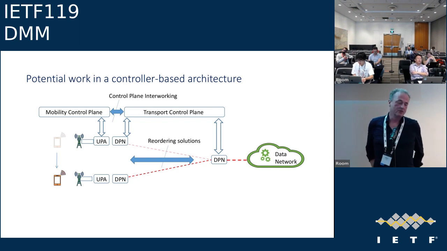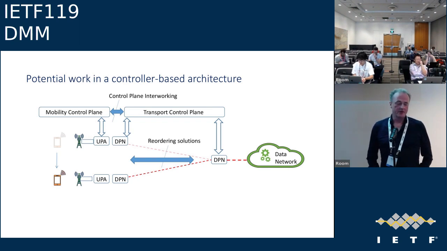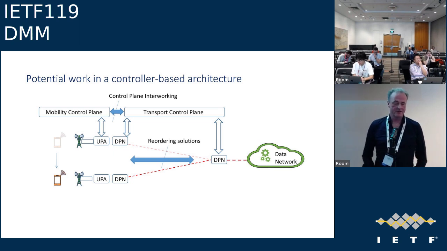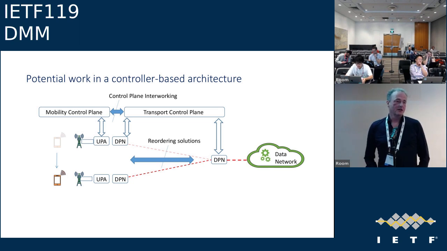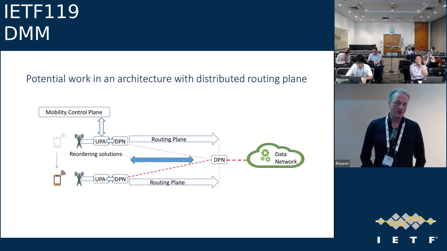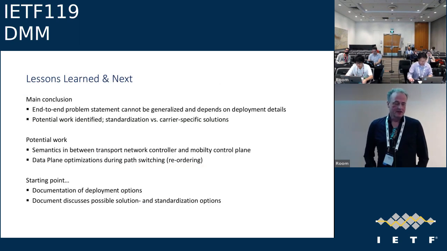That shows one of the two architectures that we look at, which is the more controller-based architecture. As you see here, there may be multiple instances of transport control plane, but important here is the semantics to interwork with the mobility control plane to drive the use cases we have in mind. Also on the data plane, the reordering solutions and the challenges that we looked at are all documented in the current draft. Next one shows a more decentralized or distributed routing plane. That's another aspect that we look at, each having pros and cons, but we want to be flexible here. Next slide, please.